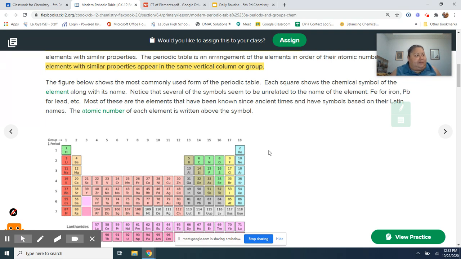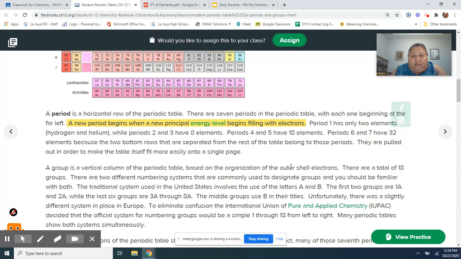How many protons for oxygen, guys? 8, right? We know that there's 8 because there's a number 8 on top of it, which is the atomic number. All right, and we can do that for every single element on this periodic table.